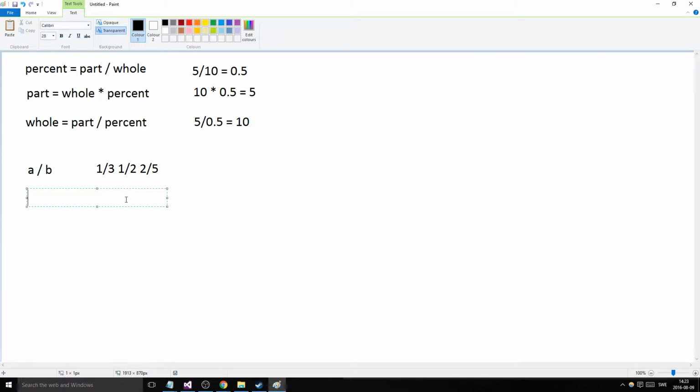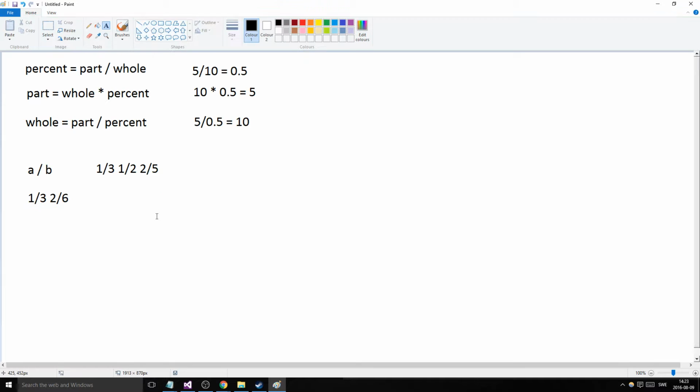If we have 1/3 and we have 2/6, is this the same thing? It should be, right? Later on, in the next video, we'll take care of this, but you can actually shorten these fractions, and then you'll have 1/3 from 2/6.